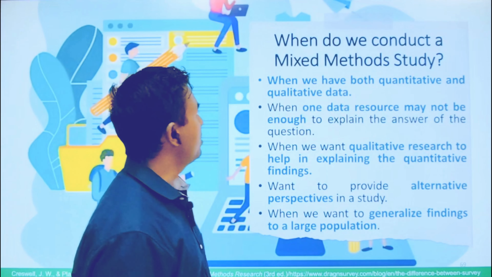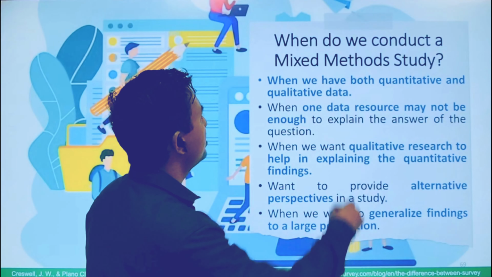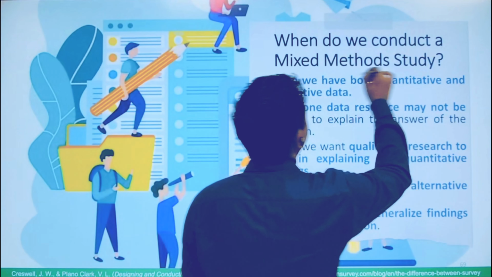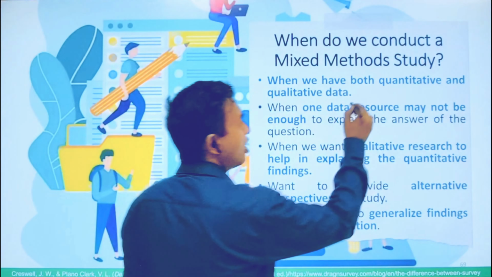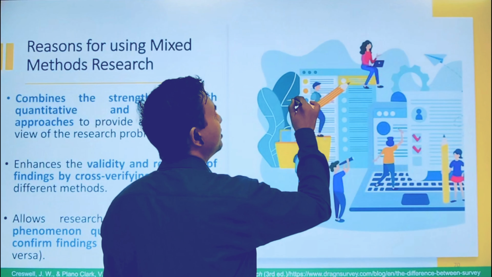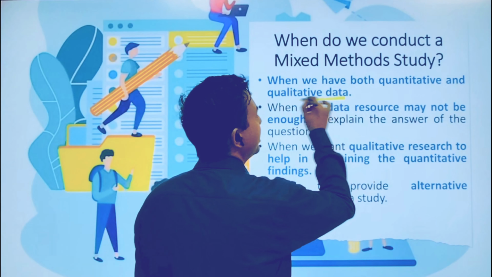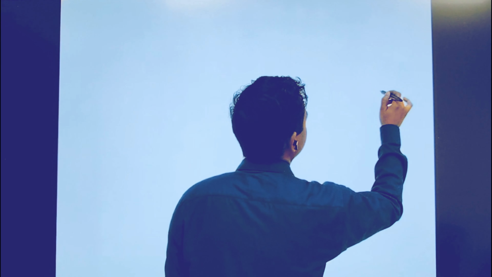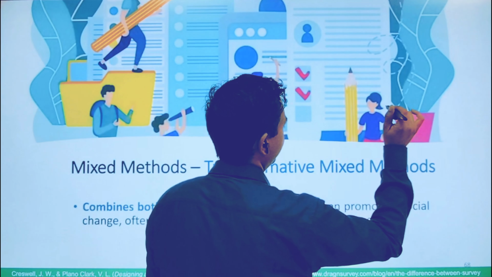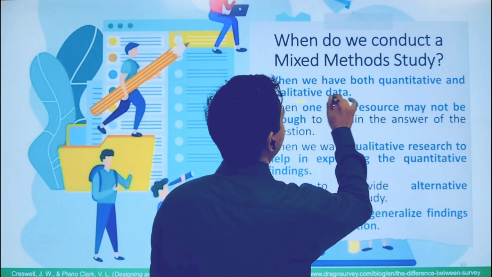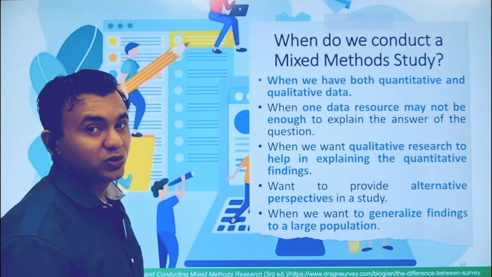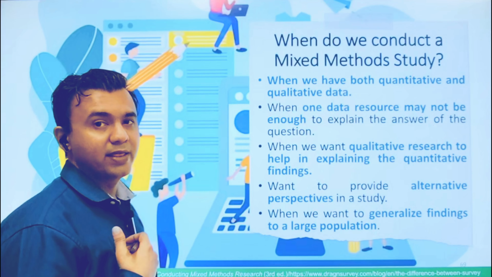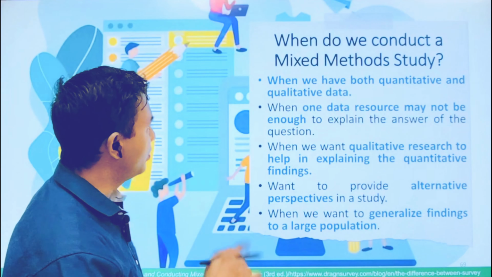Now, when do we conduct a mixed method of study? When do we pick that method? When we have both qualitative and quantitative data available with us, right? At that time, we use mixed methods of research. Sometimes we don't have the data, right? We have just either qualitative or quantitative. In that case, only one goes.